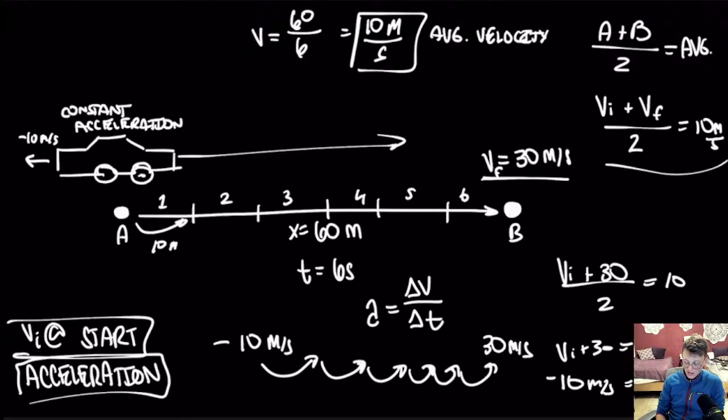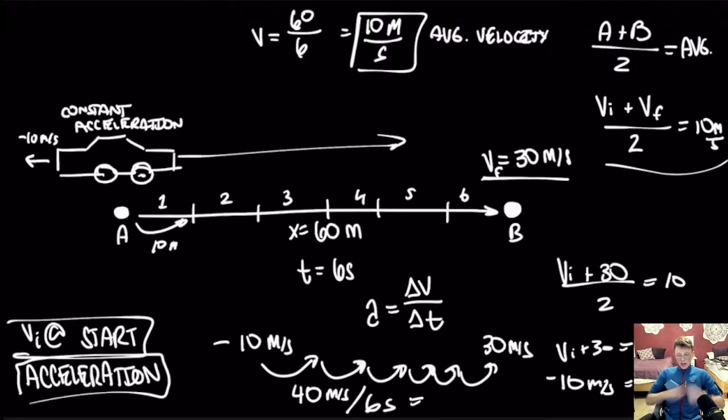So what was our change in velocity? Well, we went from negative 10 up to 30, so a total of 40 meters per second we had to change to get from here to here. We did it in a total of 6 seconds, and if we do this math, we will get our acceleration in this particular case.